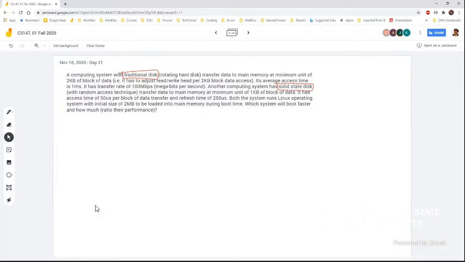Transfer data to the main memory at minimum unit. So the unit of transfer from the rotational traditional disk is a 2 kilobyte block of data. That means it has to adjust its read-write head per 2 kilobytes of data access, and its average access time is 1 millisecond. Means to place that read and write head on the proper position is 1 millisecond per block, it will occur, and the transfer rate is 100 Mbps.